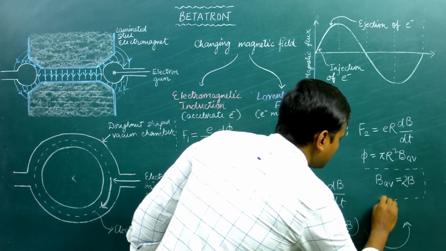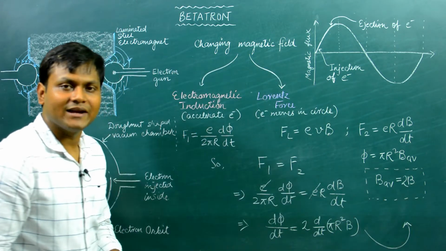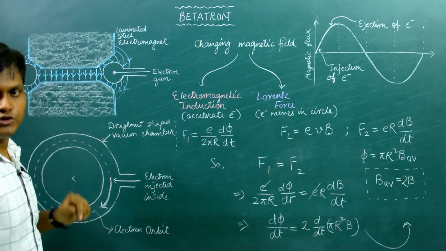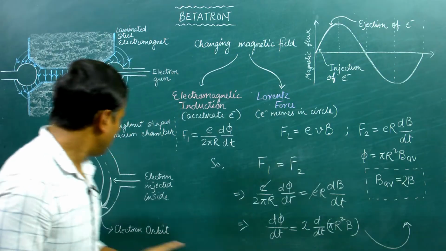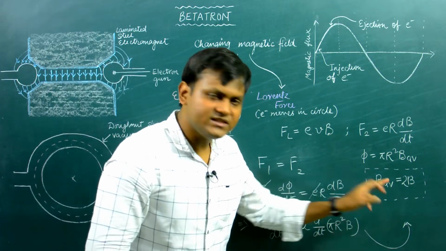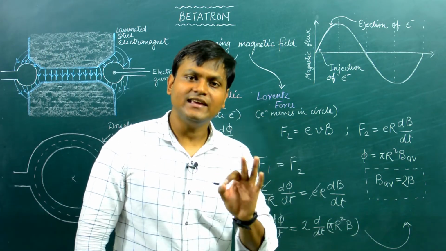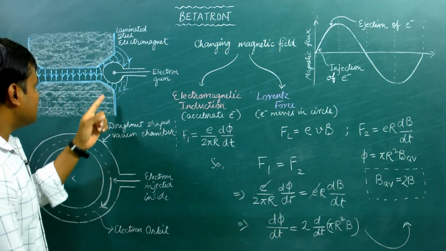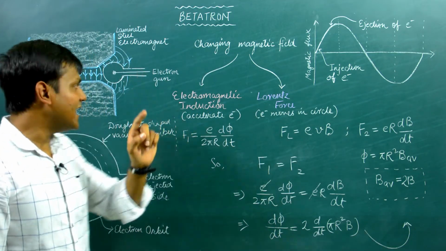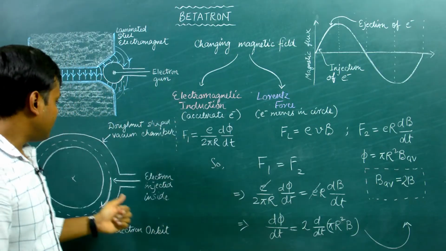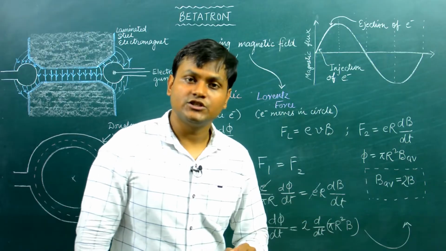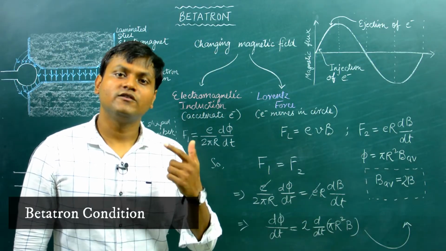So what is B average? B average is the magnetic field due to the flux which is in the entire plane of motion, and B is the magnetic field only at the orbit. If this condition is satisfied, only in that case the radius is going to be constant. As the velocity keeps on increasing and the magnetic field keeps on increasing, the radius will be constant only if this condition is satisfied. This condition is known as the Betatron condition or the flux condition.